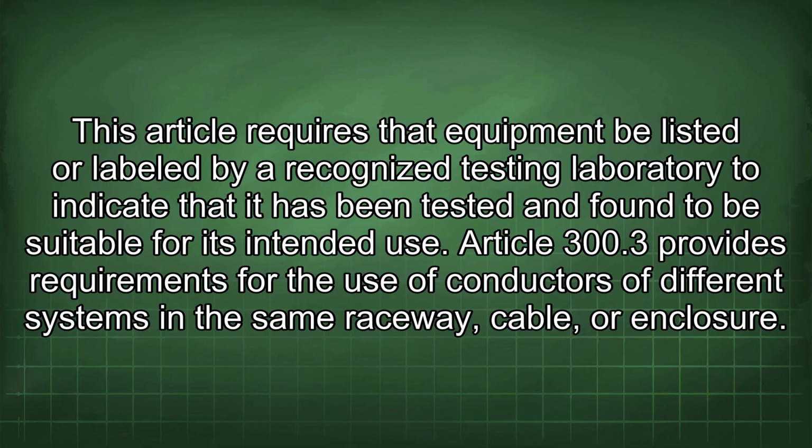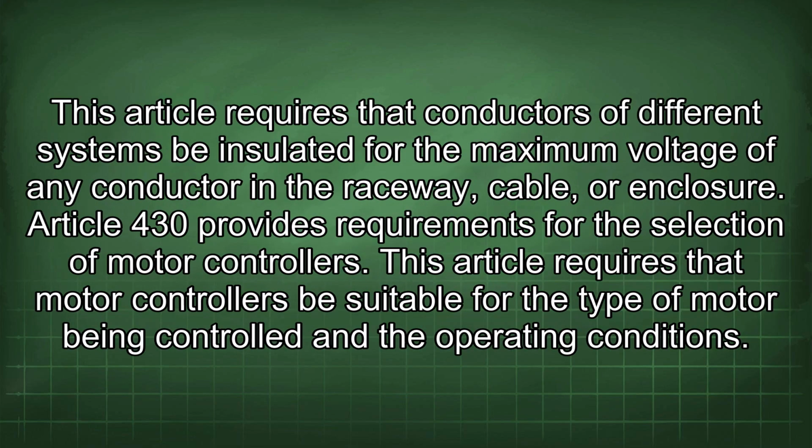Article 300.3 provides requirements for the use of conductors of different systems in the same raceway, cable, or enclosure. This article requires that conductors of different systems be insulated for the maximum voltage of any conductor in the raceway, cable, or enclosure. Article 430 provides requirements for the selection of motor controllers. This article requires that motor controllers be suitable for the type of motor being controlled and the operating conditions.